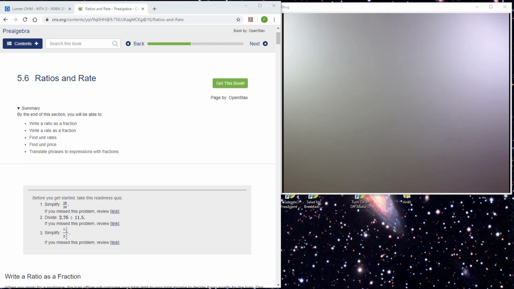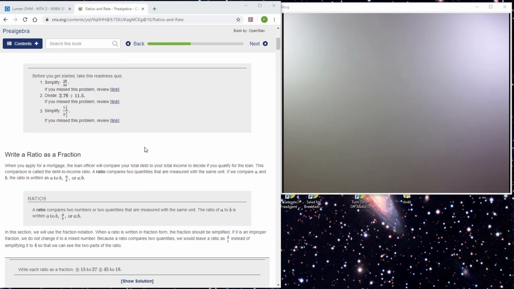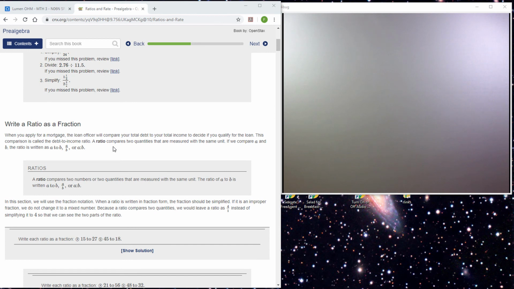So let's take a look at writing a ratio as a fraction. So what is a ratio? A ratio simply is a comparison between two like quantities. A ratio could be written in the form of A to B, A over B, or A colon B.